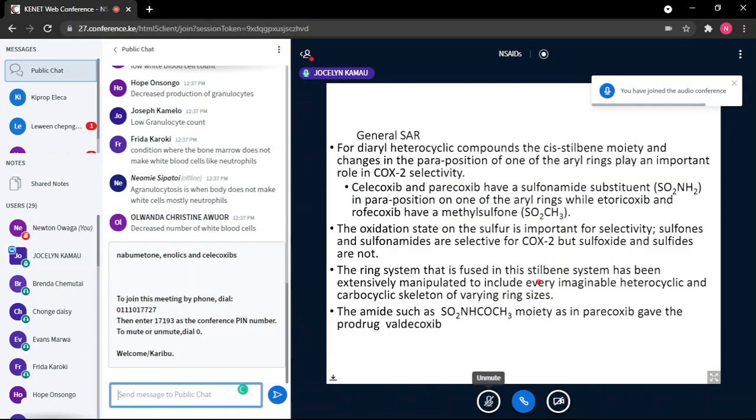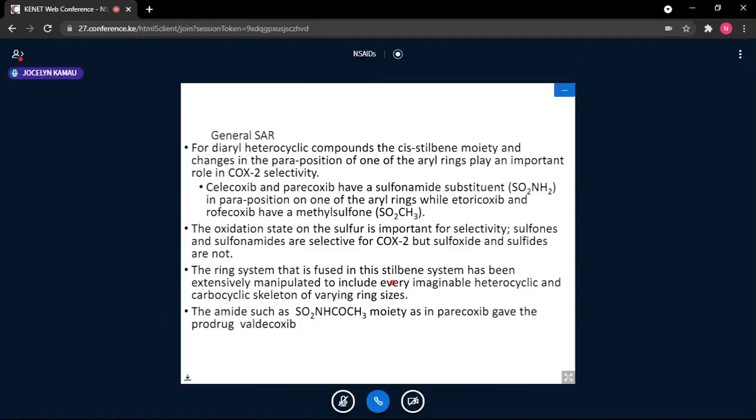Manipulate. All we are saying here is that heterocyclic ring, which I did mention before, the five-membered heterocyclic ring that is joined to the two phenyl rings, and they are cis, they are on the same side, can be different. It can be manipulated.